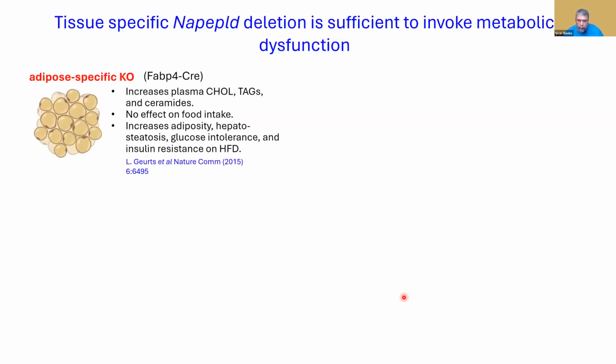What about knocking out NAPE-PLD? Most of this work comes from Patrice Cani's lab and Serge Luquet's lab. They've done adipose-specific knockouts, and in that case, you see an increase in plasma cholesterol and triglycerides and ceramides. Interestingly, there's no increase in food intake, but there's an increase in adiposity and liver triglycerides and glucose intolerance when you put them on a high-fat diet.